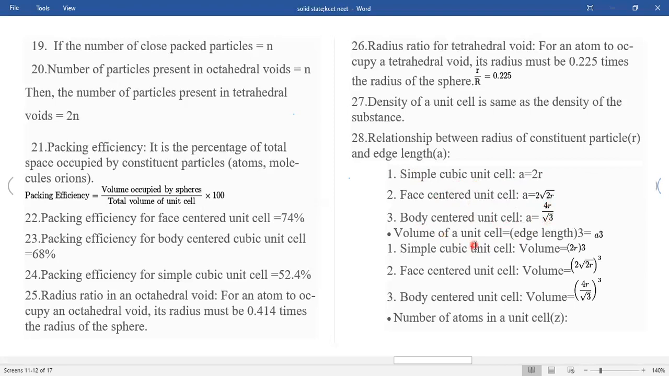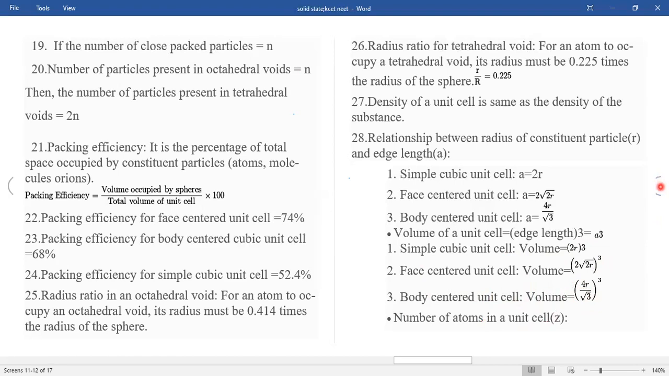Okay, what is the volume of a unit cell? Length into breadth into height, that is a cube. So for the simple cubic unit cell, volume is equal to (2r) cube. For the face centered unit cell, volume is equal to (2 root 2 r) whole cube, because here we have taken that a value. For the body centered unit cell, volume is equal to (4r by root 3) whole cube. So the number of atoms in a unit cell, which I have already told.